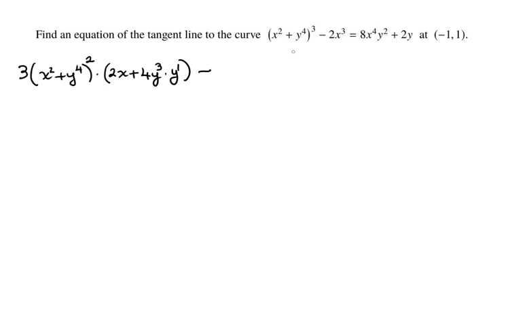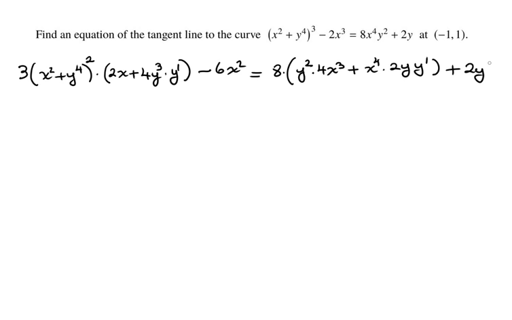So there's another 2 in here, 6x squared equals, now I will apply the product rule. Keep 8 as a constant outside. Derivative of the first one times the second one, derivative of x to the fourth, which is 4x cubed. Now keep the x to the fourth, and now differentiate y squared, which is 2y y prime. Because we are differentiating with respect to x, we always put the y prime term. And then the derivative of 2y is just 2y prime.